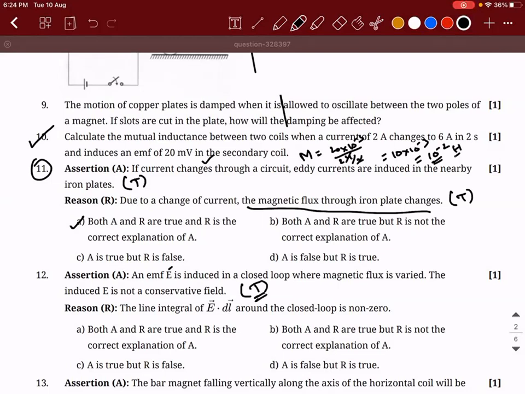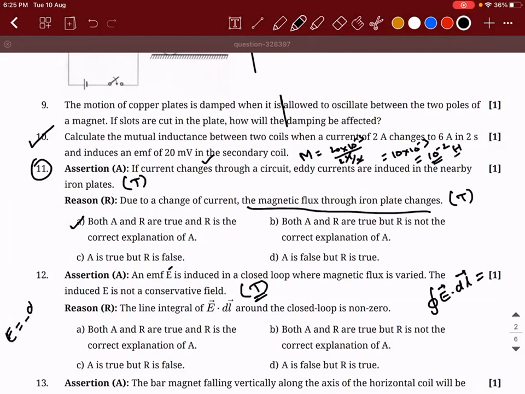So it is true. Okay. The line integral of E dot dl around a closed loop is non-zero. So what does the line integral of E dot dl tell us, guys? Let us see how much you remember this concept. So how much is this? This is a slightly tricky question only.